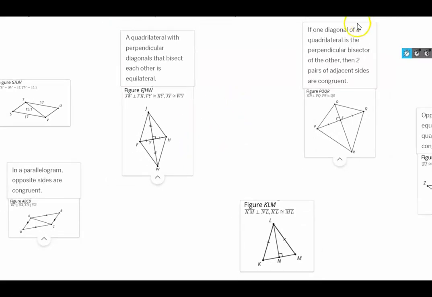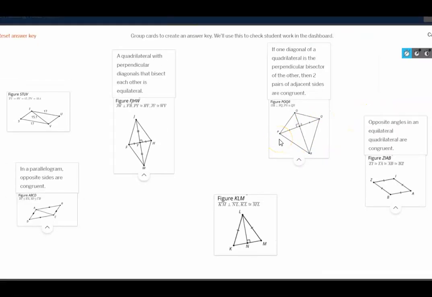Okay, this next one. If a diagonal of one of the quadrilaterals is a perpendicular bisector of the other, then two pairs of adjacent sides are congruent. So that's what's happening here in this one. And you can see these top two are congruent to each other, and these bottom two are congruent to each other. And then we have one more here.